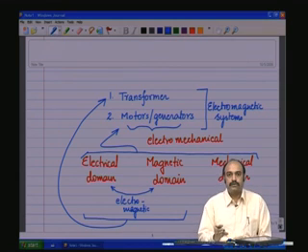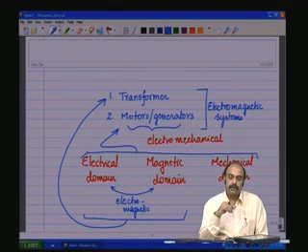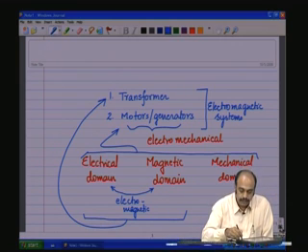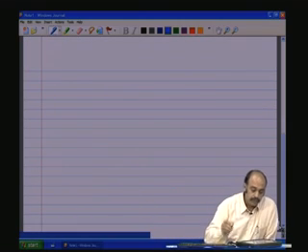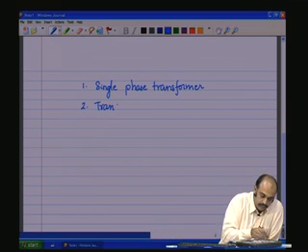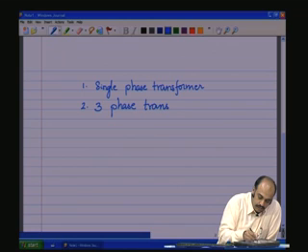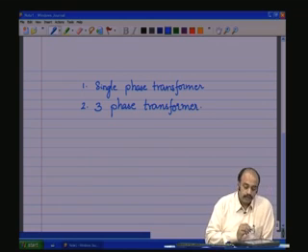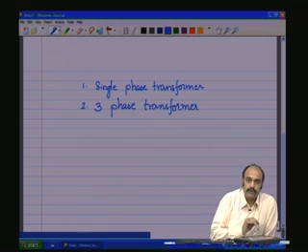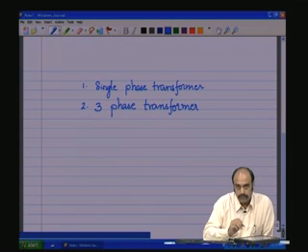So, for the major portion of the rest of the course, we will attempt to categorize and discuss about these two major categories of equipments which you will be using very frequently in practice. So, in transformers themselves, you have the single phase transformer, and the three phase transformer. And even the transformer, you have the power transformer, pulse transformer, so on and so forth. However, for the purpose of this course, we are going to stick to power transformer.